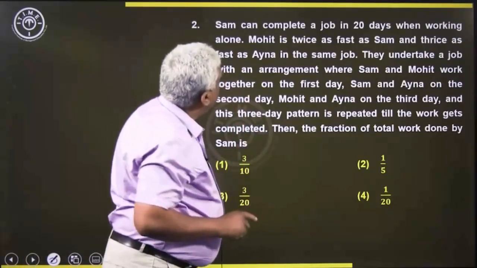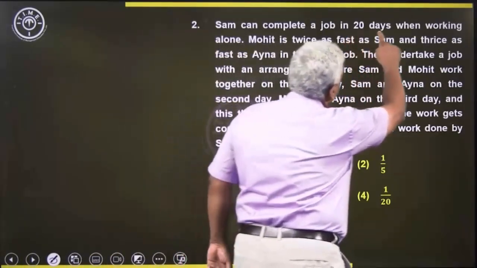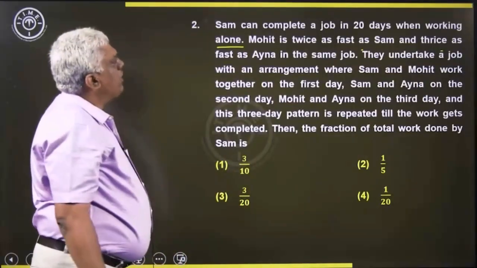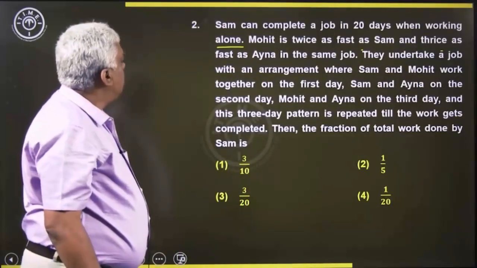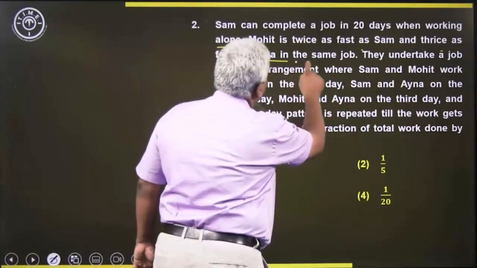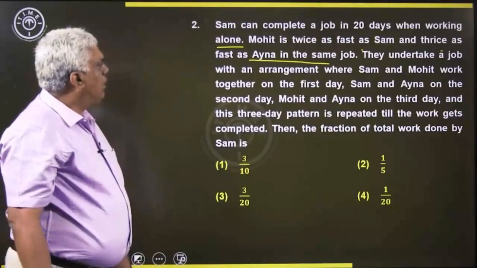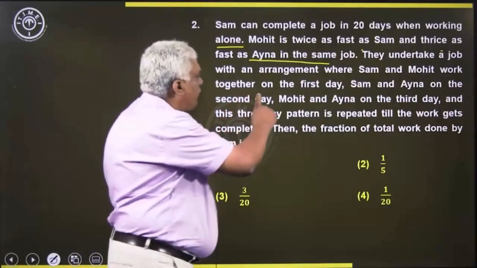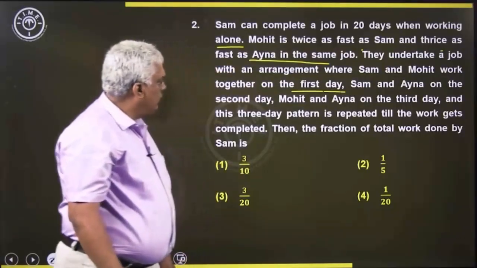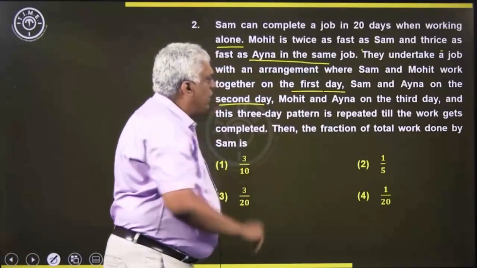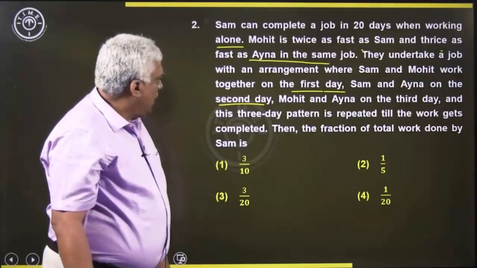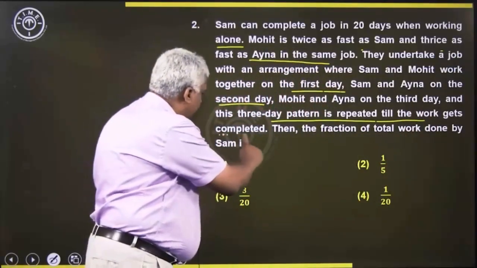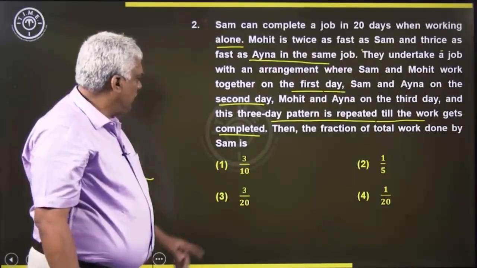Sam can complete a job in 20 days while working alone. Mohit is twice as fast as Sam and thrice as fast as Aina in the same job. They undertake a job with an arrangement where Sam and Mohit work together on the first day, Sam and Aina work on the second day, Mohit and Aina work on the third day, and this 3-day pattern is repeated till the work gets completed. Then the fraction of the total work done by Sam is?